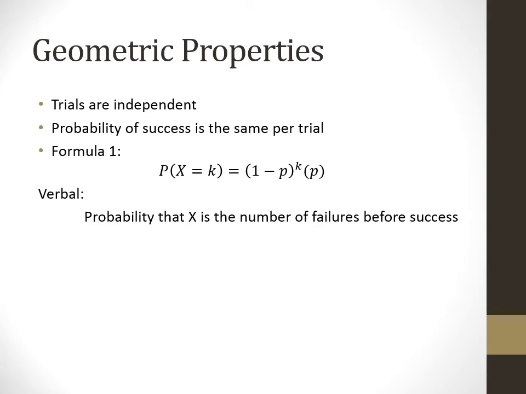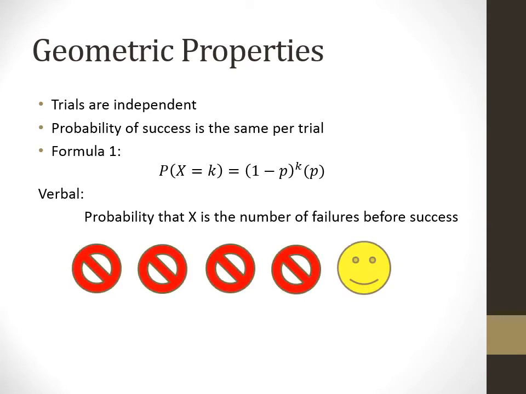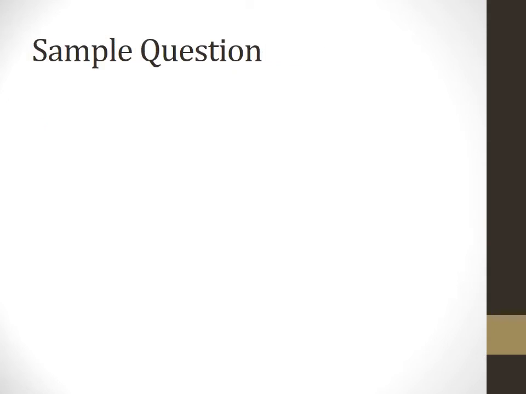So let's take an example of this. Let's say I had 4 failures and 1 success. If I was going to put that into an equation, I would say whatever probability the failures were to the 4th power, because you notice there are 4 failures, and then the probability of success on the outside of that. So let's take a sample question.